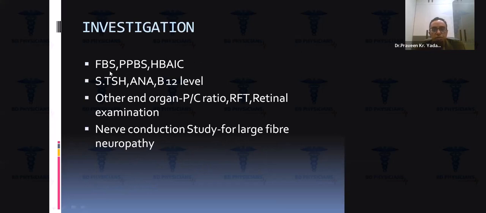So these are the investigations: fasting sugars, PPBS, HbA1c should be done, thyroid function test, ANA and B12 wherever required. Look for the target organ, that is albumin creatinine ratio, renal function test, get a proper ophthalmological evaluation for the retina, and nerve conduction studies for the large fiber neuropathy. So these things I've already mentioned.